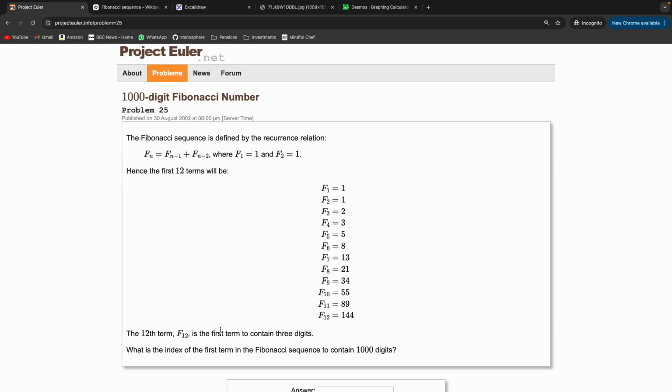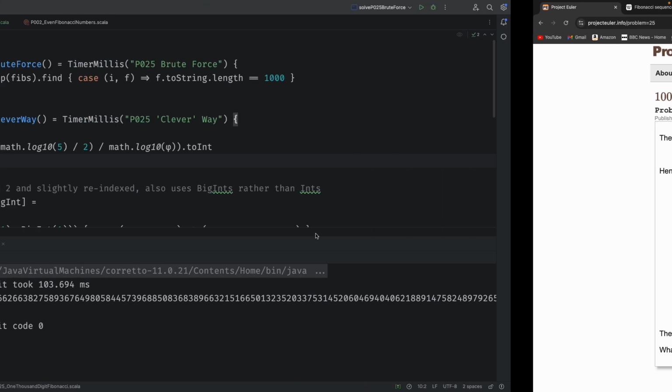And then the question quite simply is, well, the 12th term is the first one to contain 3 digits. There it is at 144. And then what is the index of the first term to contain 1000 digits? And with this problem, there are lots of ways to do it, and I'm going to show you 2 ways that I've managed to do it.